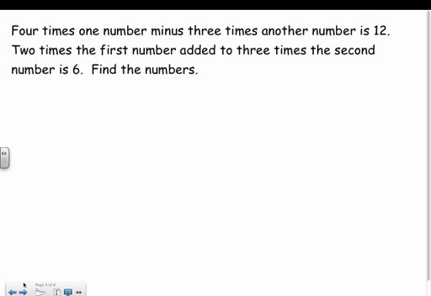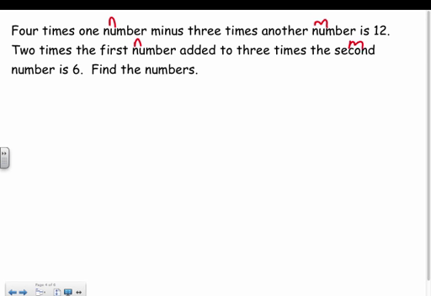Okay, you might need to write your system depending on what is said. So if I look here, 4 times one number minus 3 times another number is 12. Then I got 2 times the first number added to 3 times the second number is 6. Find the numbers. Well, I need to give variables. Instead of x and y, since I've been doing x and y, I'm going to use different letters. I'm going to go 4 times one number, I'm going to call n, minus 3 times another number, I'm going to call m. So the first number I'm going with n, second number I'm going with m.